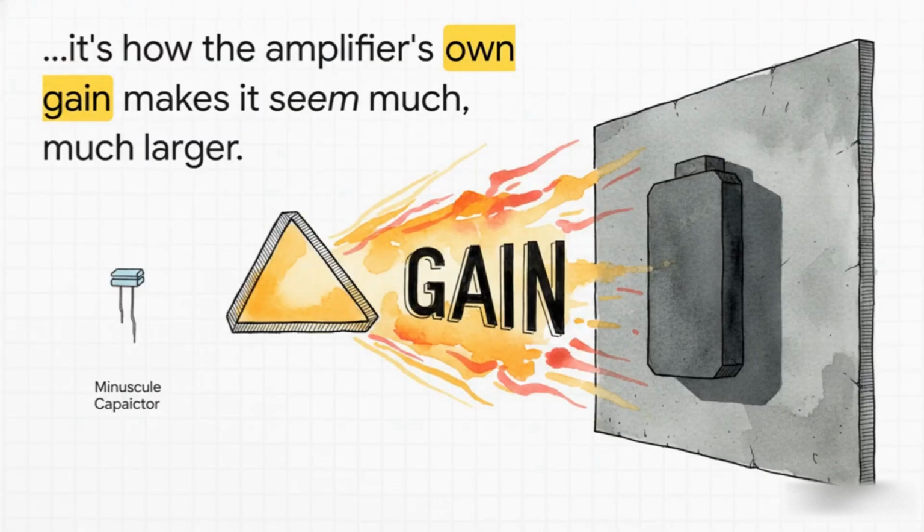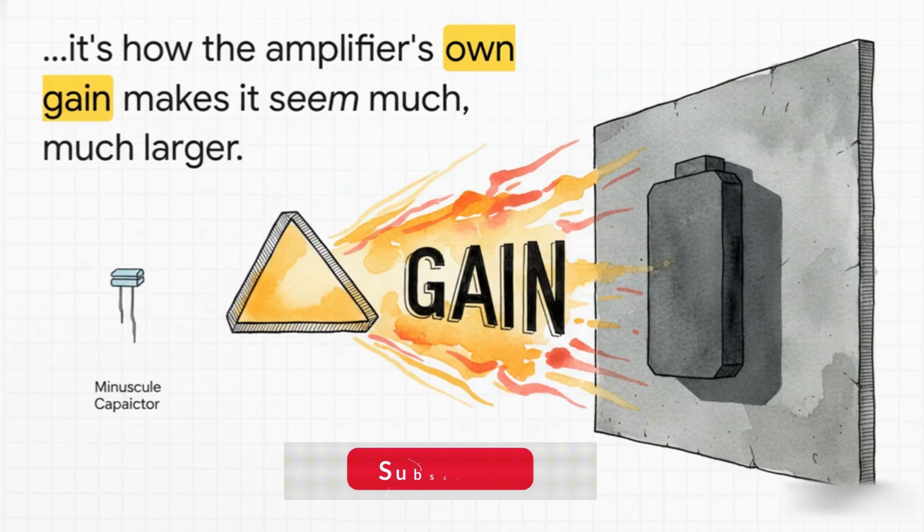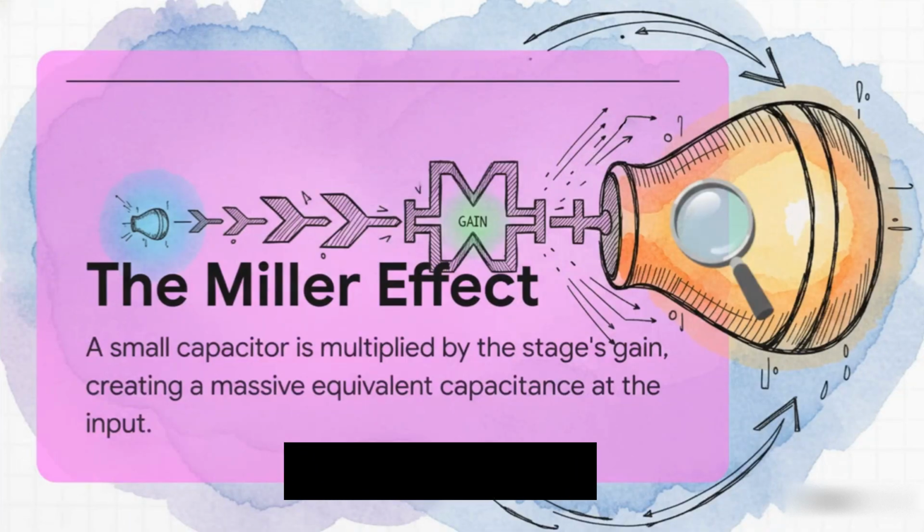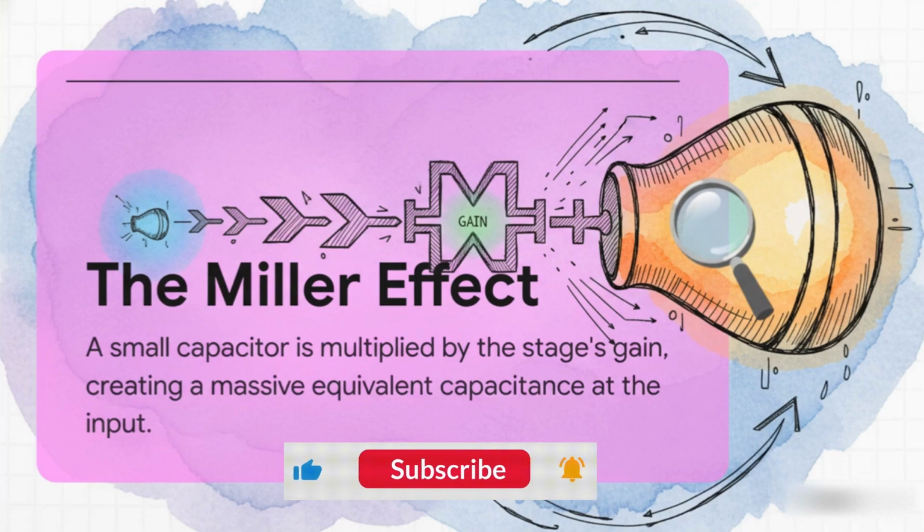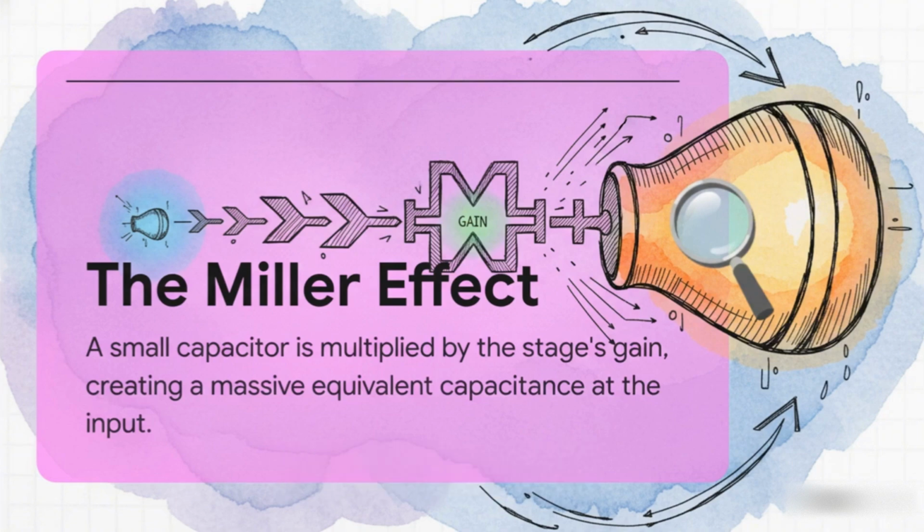But here's the crazy part. It turns out the one thing the amplifier is designed to do, to provide gain, is the very thing that turns this tiny little capacitor into a massive speed bump. The amplifier is literally its own worst enemy here. And yeah, there's a name for this whole crazy thing. It's called the Miller effect. It's this phenomenon where that tiny little capacitor connecting the input to the output gets magnified by the amplifier's gain, creating this virtual capacitor at the input that is absolutely massive.